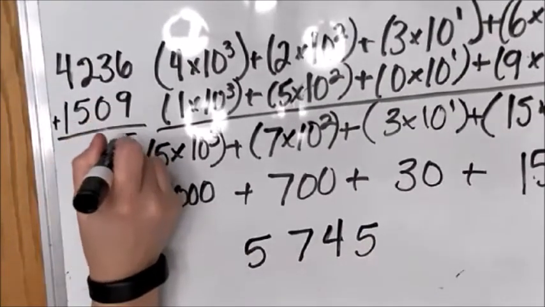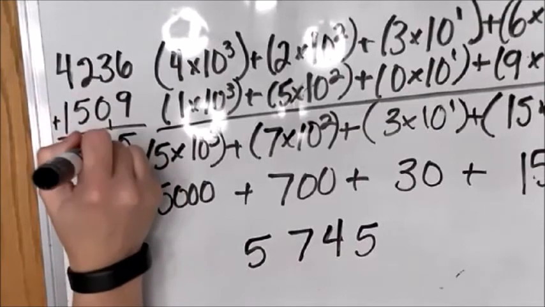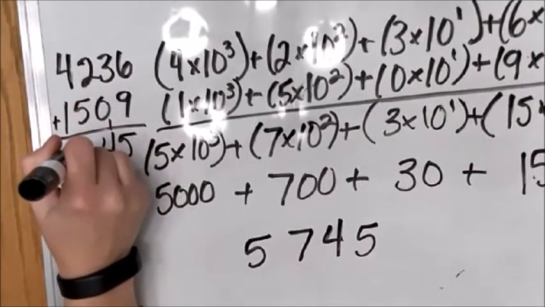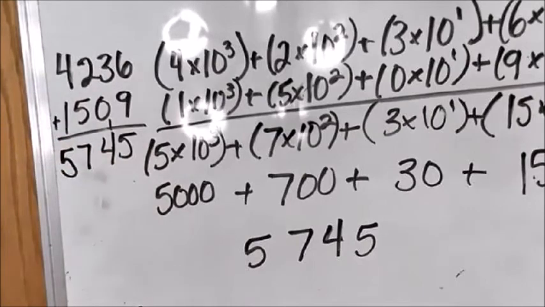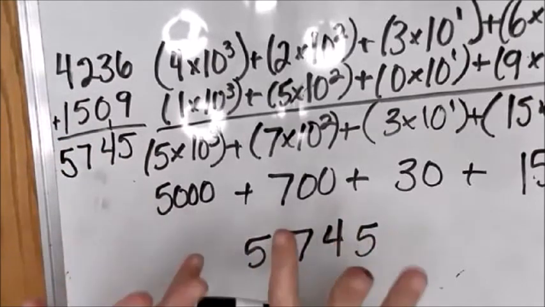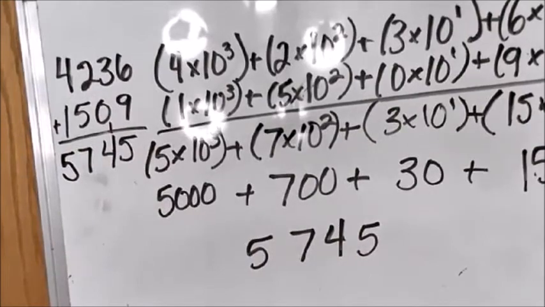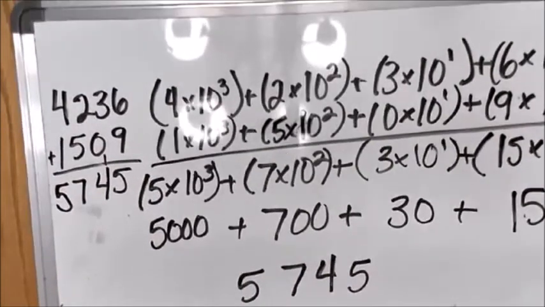So let's check our work. 9 plus 6 is 15. 3 plus 1 is 4. 5 plus 2 is 7. And 4 plus 1 is 5. Did we do it right? Ta-da! Usually I have my magic fingers up, but you couldn't see them. So that's how we add.